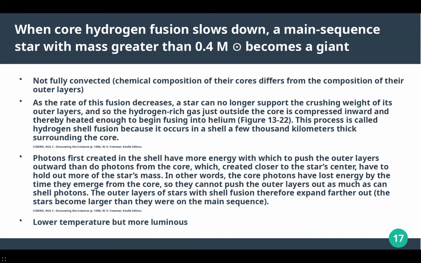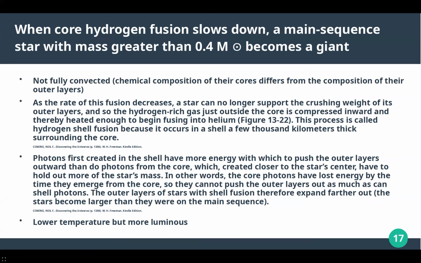Photons first created in the shell have more energy with which to push the outer layers outward than do photons from the core, which are created closer to the star's center and have to hold up more of the star's mass. In other words, the core photons have lost energy by the time they emerge from the core, so they cannot push the outer layers as much as the shell photons can.